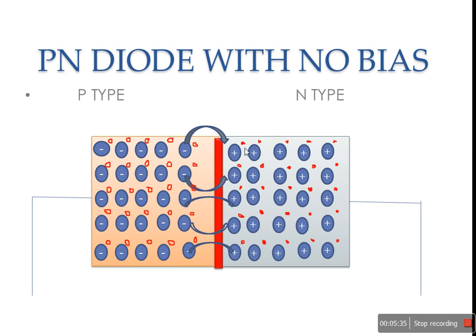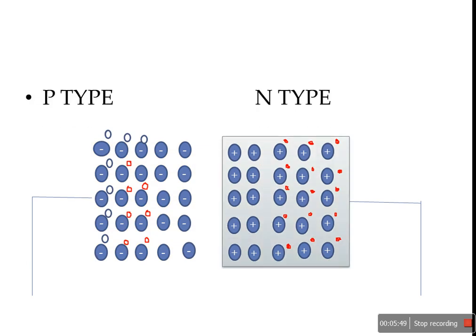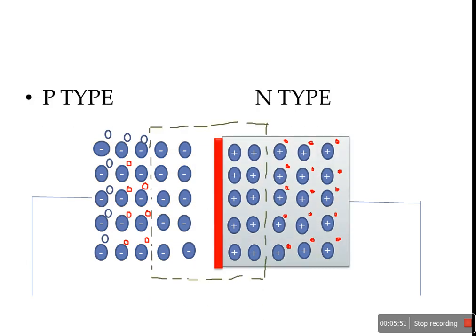So here, due to the charge concentration difference, the holes move from P to N and the electrons move from N to P, and at the junction the holes and electrons recombine with each other. Whenever they recombine, at the junction we are left with only immobile ions. If you observe this dotted line, we have only immobile ions which do not have any charges. So this region is called the depletion region, space charge region, or the transition region.